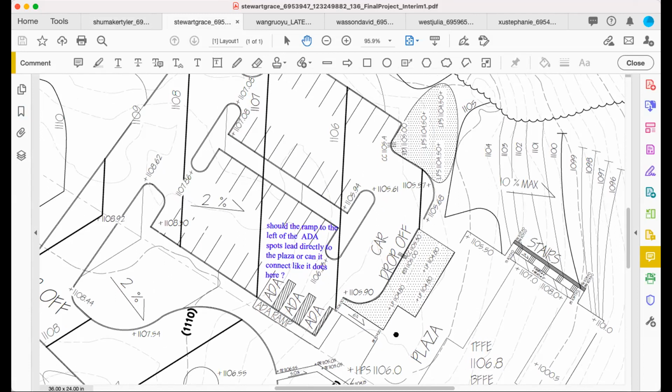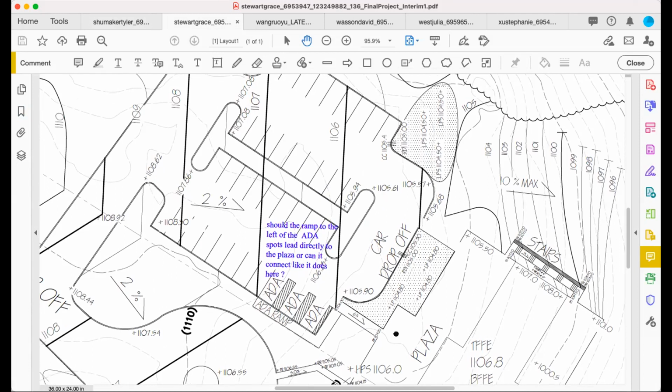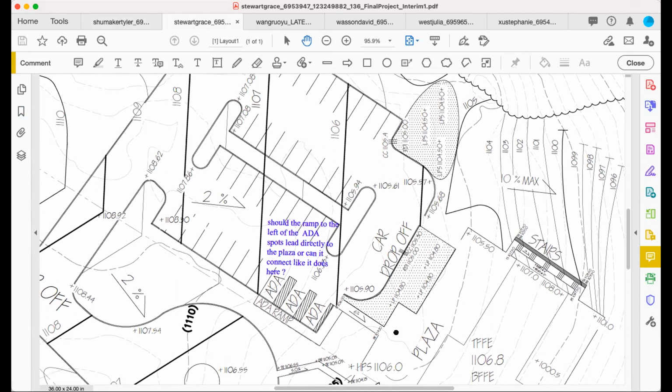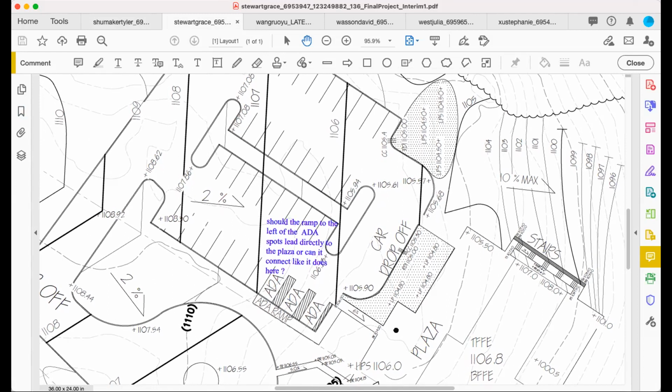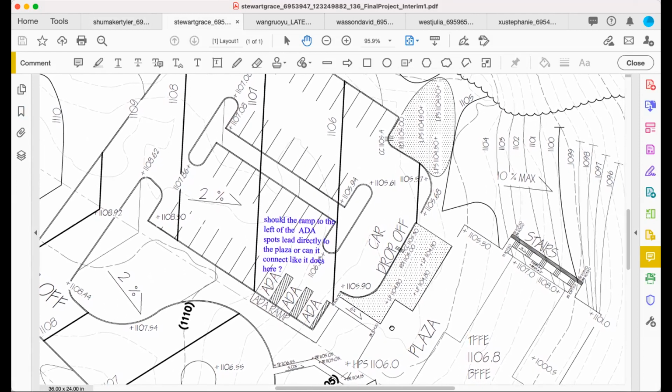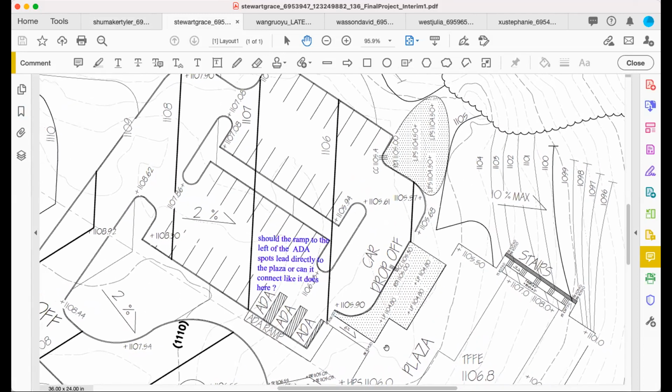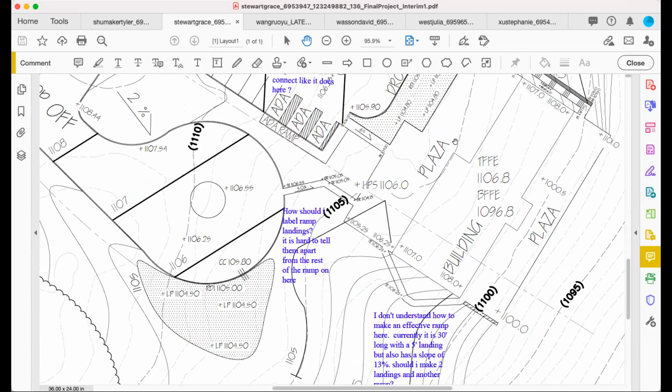Should the ramp to the left of the ADA spots lead directly to the plaza, or can it connect like it does here? You have an ADA ramp like that. And this one you also have to have a ramp as well. I just want to take a quick look at the overall plan first. How should I label ramp landings?